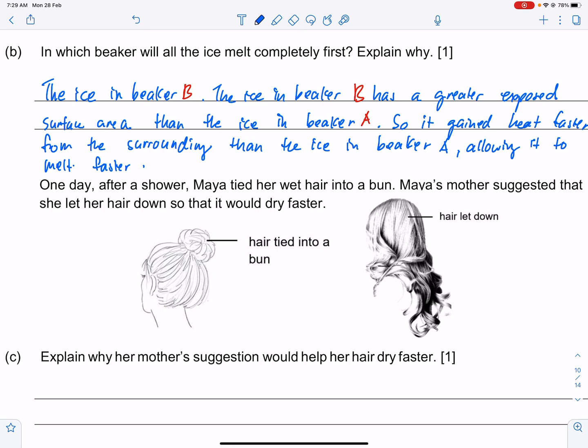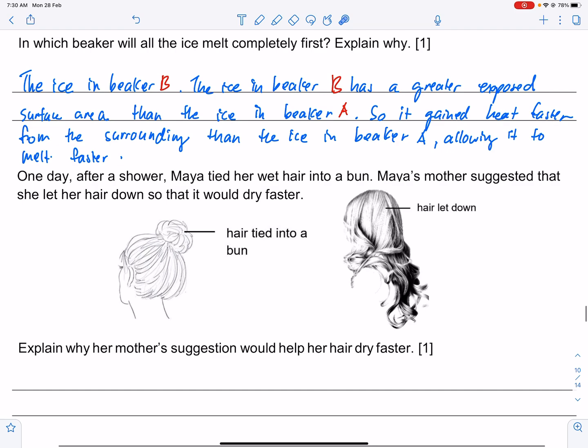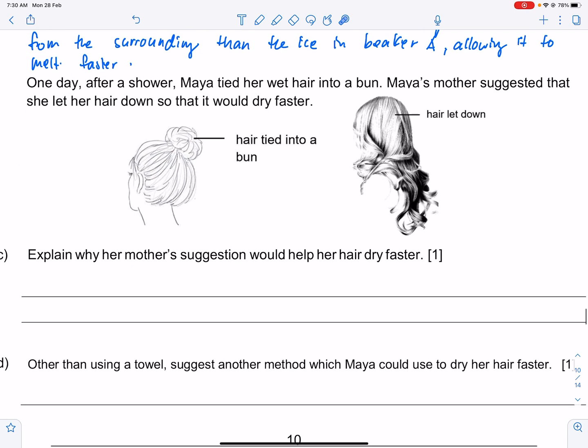Question C. One day after shower, Maya tied her wet hair in a bun. Maya's mother suggested that she let her hair down so it would dry faster. Explain why her mother's suggestion will help her hair dry faster.